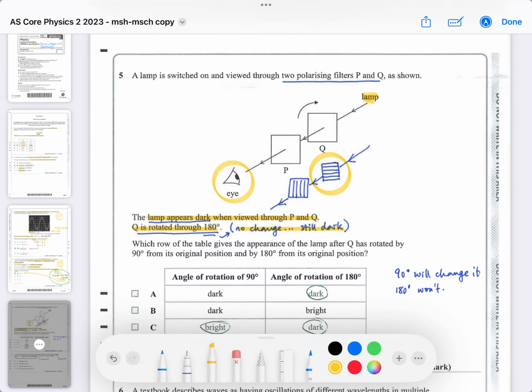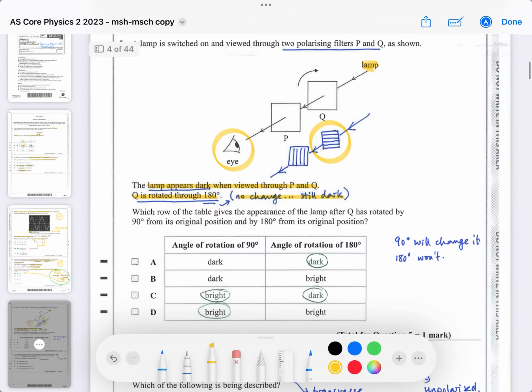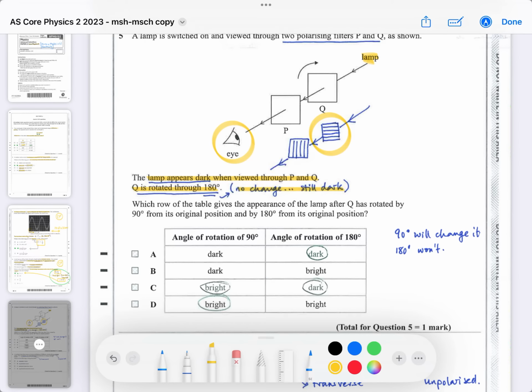So if they're at 90 degrees to each other's crystals, which is what a Polaroid is, then light will not get through if they're at 90 degrees to each other. So you can see P and Q the way I've drawn it as a grid. You can see that's why light doesn't get through. It then says which row of the table gives the appearance of the lamp after Q again has rotated, first by 90 degrees from its original position, and then by 180 degrees from its original position.